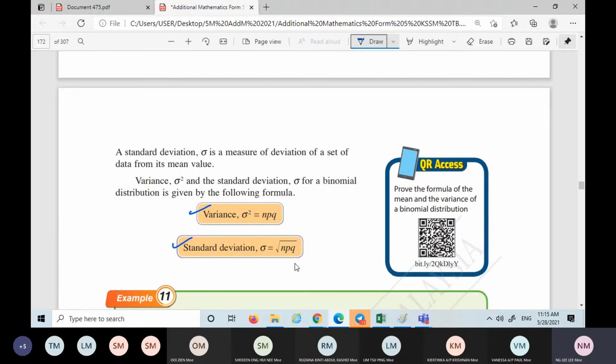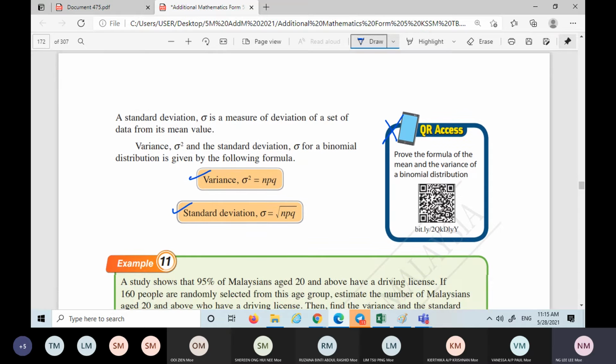So all this you have to memorize. This one, if you want, you can go and see it, but this is very, very difficult. The explanation there is like university level. So forget about it.